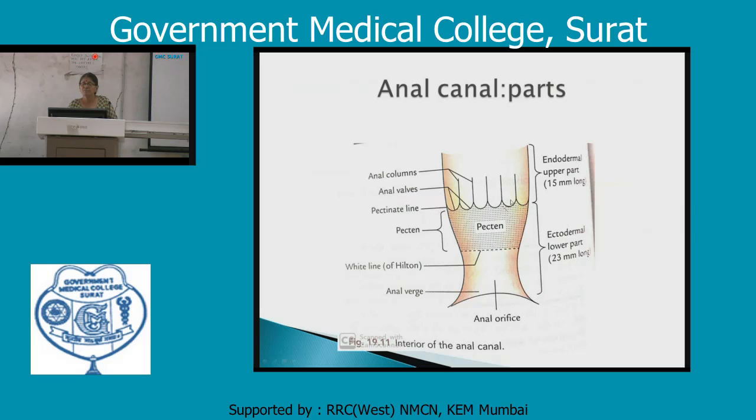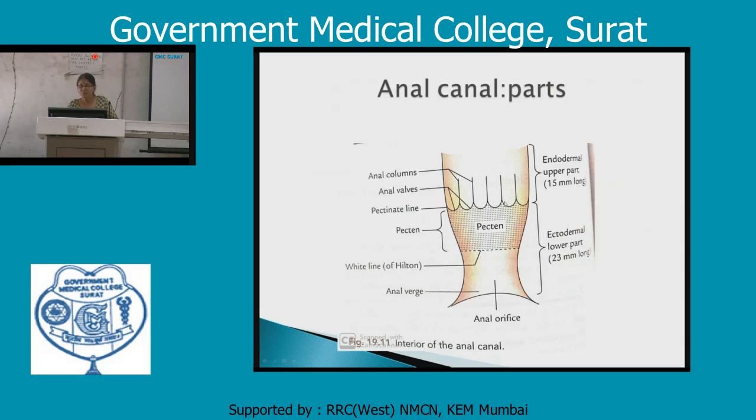And here this anal valve is directed upward. There are mucosal folds here. They are directed in the lumen upward, and there is a fossa, a depression over here, known as anal sinus. And the anorectal glands open in this sinus. There are 6 to 10 anal columns.